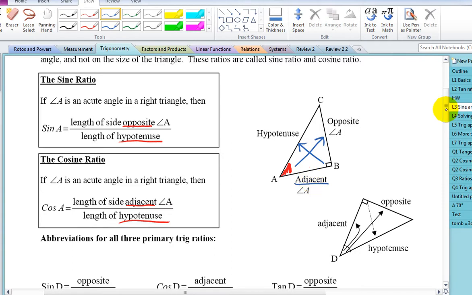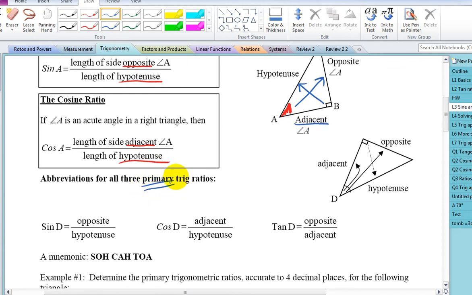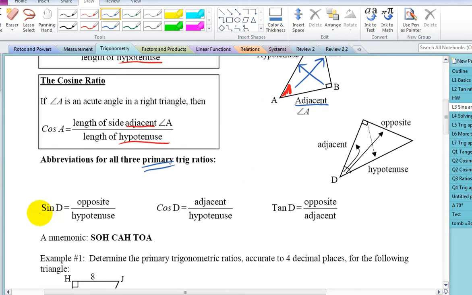So we call these the primary trig ratios because there's other ones like secant, cosecant, and cotangent. And that's like grade 12 / university. Those are secondary. So we're just dealing with primary, and I want to use that word because they sometimes use that. So we're talking about sine, S equals O over H. Cosine is A over H, and tan is O over A.